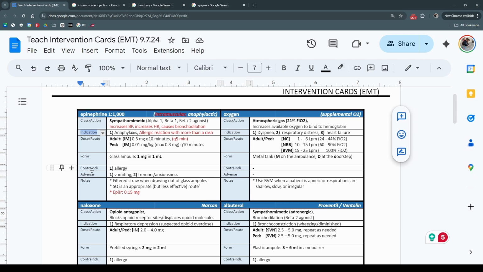If indication is the reason we should give something, contraindication is the reason that we shouldn't. This might seem a little counterintuitive here. How could somebody be allergic to the thing that fixes allergies? Well, traditionally, it's not that they're allergic to adrenaline or epi. Epi is what we call an endogenous chemical. In fact, it's a hormone. What I mean by that is that our body makes it.